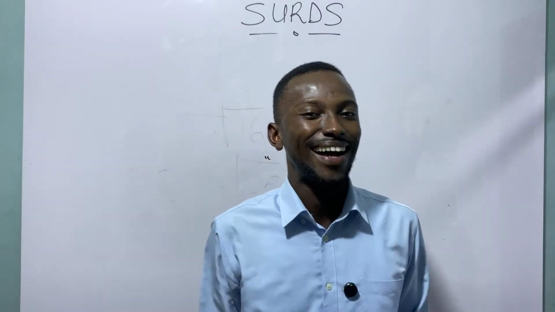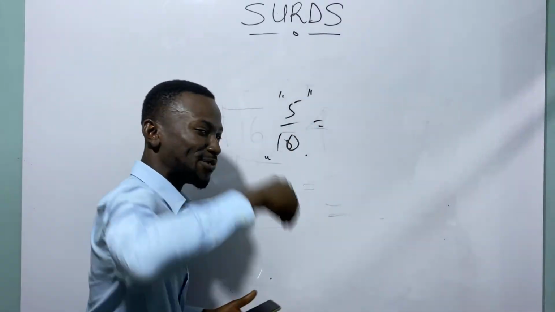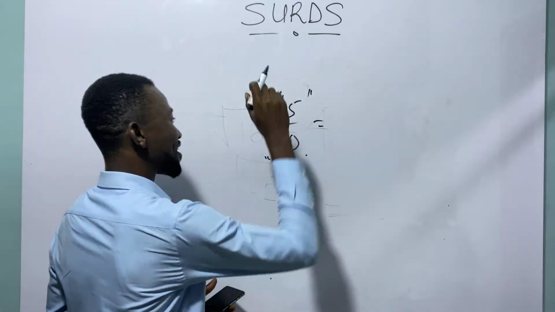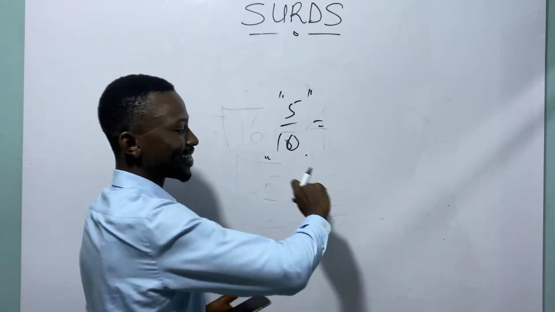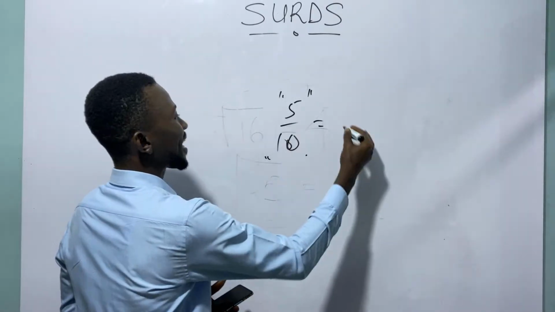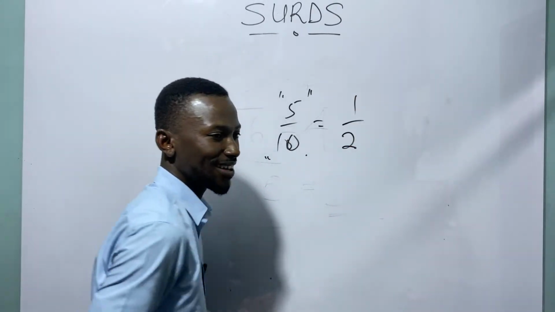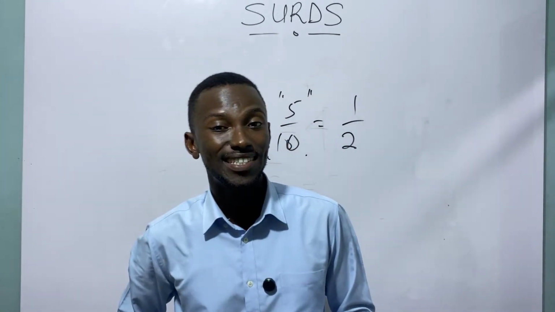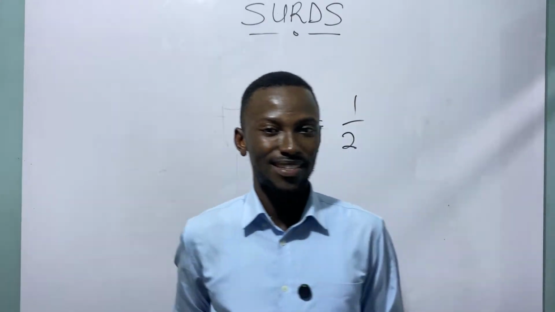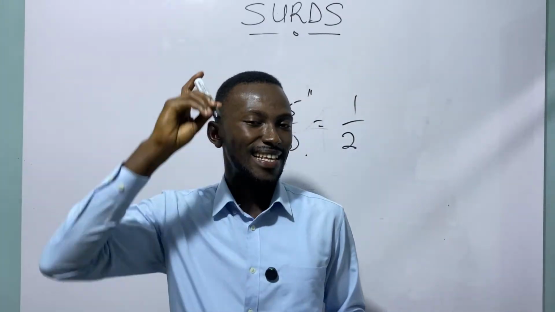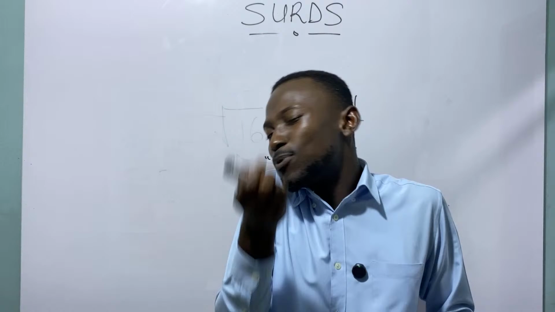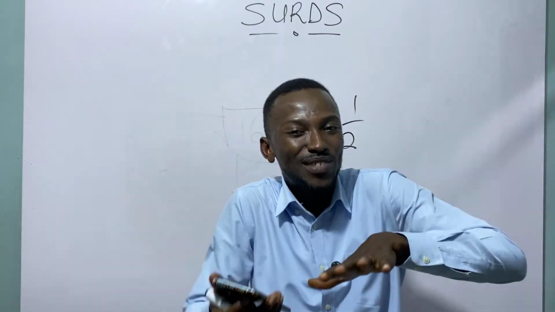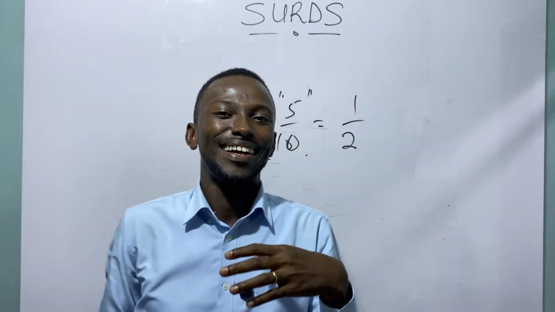So you have 5/10. Simplify. It means look for a factor that can divide 5 and can also divide 10. So 5/10 is the same as 1/2. I know you already know this. So when it comes to simplification of sets, it simply means reduce the numbers in the set so that they become smaller. That's what it means. So the set that you have, just reduce the numbers so that it will become smaller.